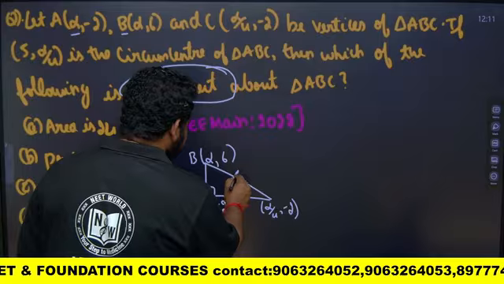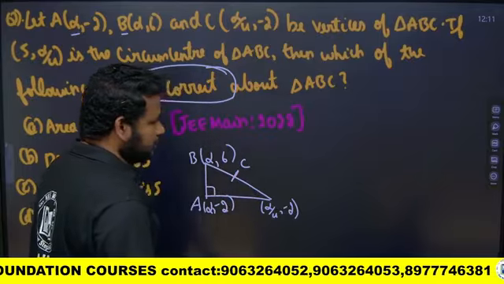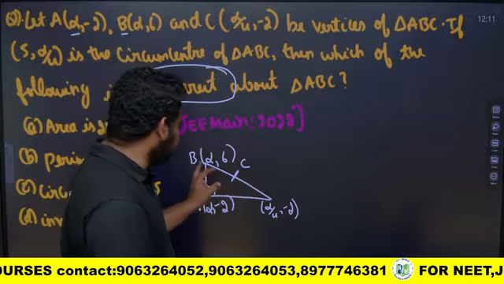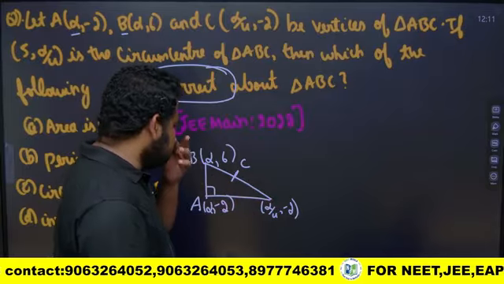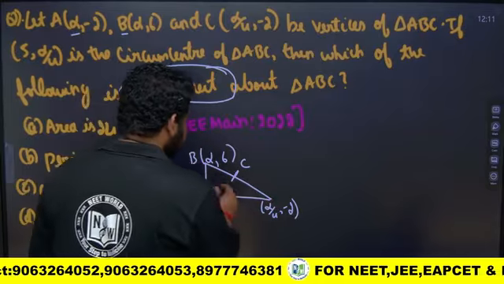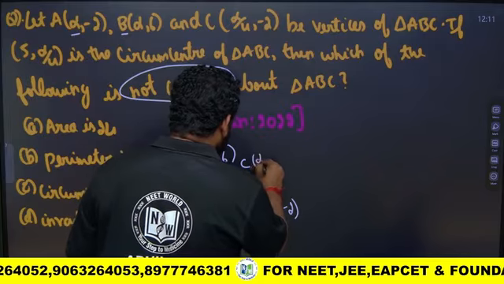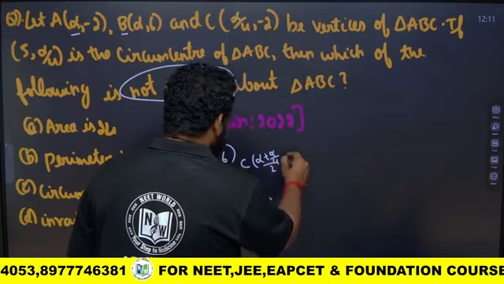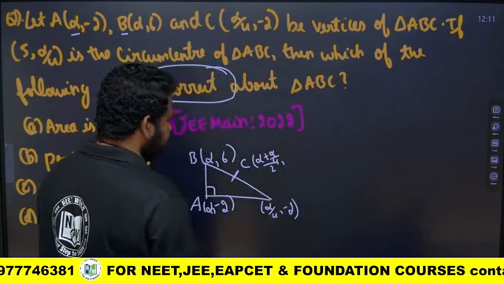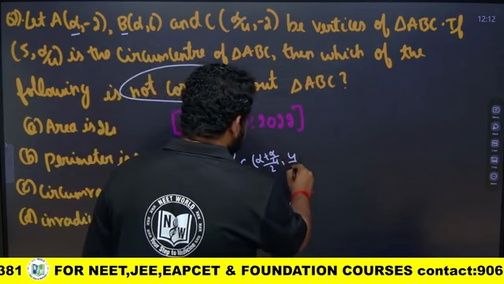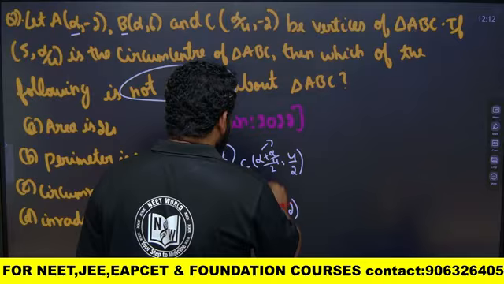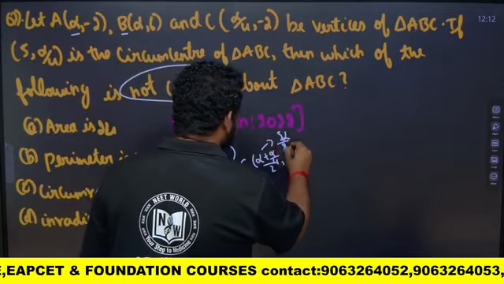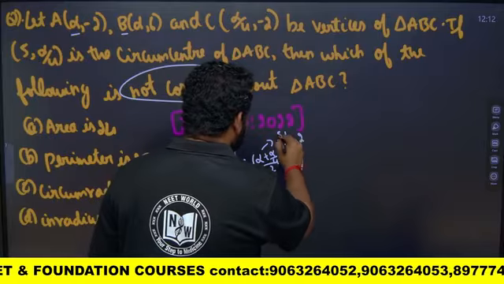The circumcenter will be at this point. So the circumcenter is at the midpoint of the hypotenuse. The hypotenuse is this. So to find the circumcenter, what can I use? The midpoint will be equal to alpha plus alpha by 4 divided by 2, comma, 6 minus 2 divided by 4, that is 4 by 2. This turns out to be alpha plus alpha by 4, which is 5 alpha by 8, comma 2. 5 alpha by 8 comma 2.